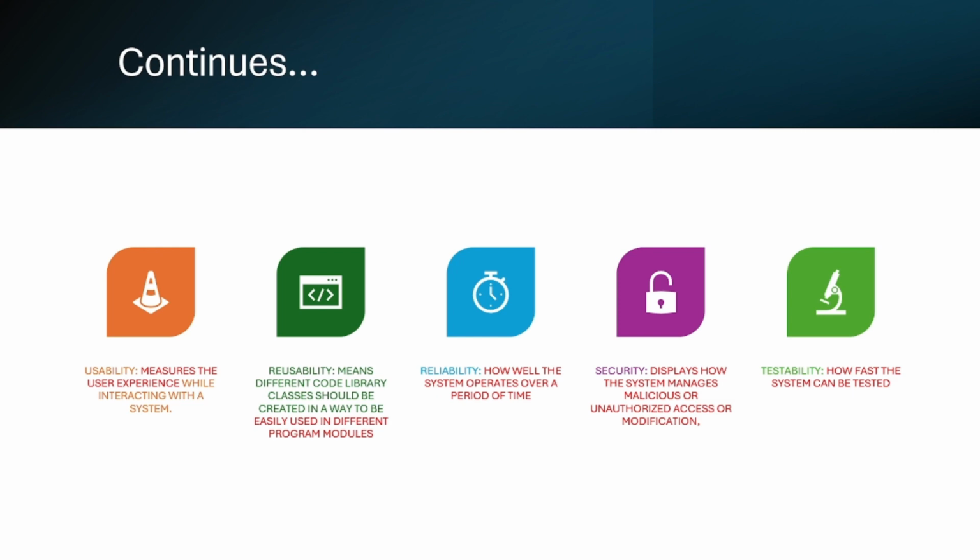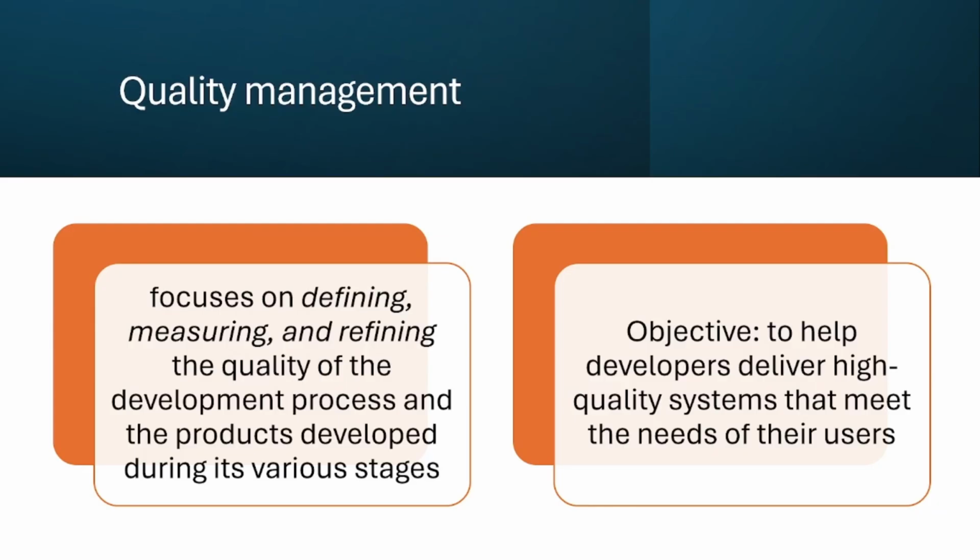For the next slide, we have quality management, which focuses on defining, measuring, and refining the quality of the development process and the products developed during the various stages. The objective is to help developers deliver high-quality systems that meet the needs of its users. Yes, and I'm finished. Now we're going to go to Abdullah. Thank you.